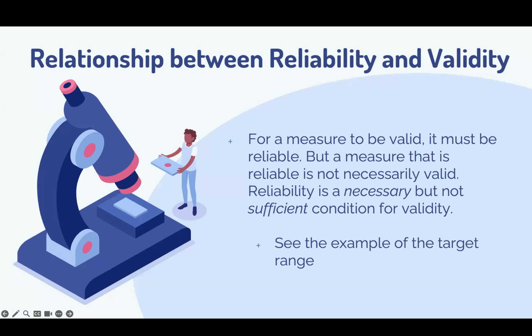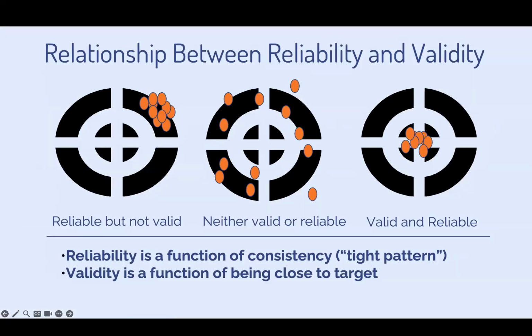A measure can be reliable but not valid. It can be neither reliable nor valid. It can be valid and reliable. So we'll see the visual aids about this. There are 3 pictures here. We can show the first one from the left hand. It shows reliable but not valid.